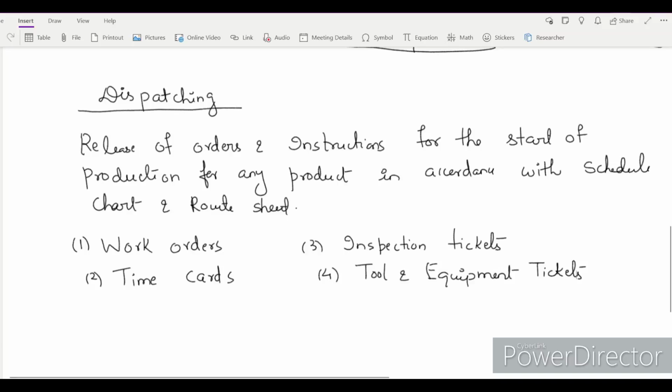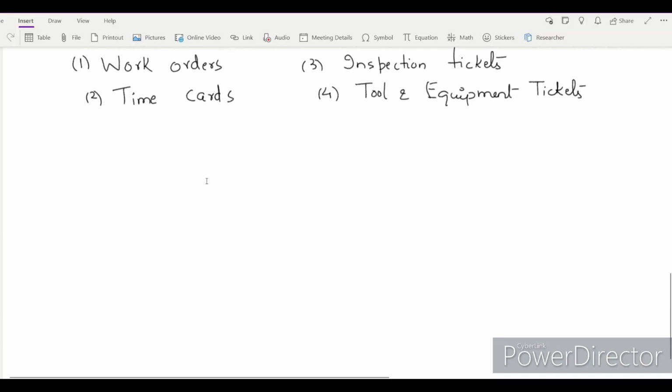Inventory control. I think everybody knows what is inventory. Can anybody tell me what is inventory? Today I'll just introduce it. In the next class I'll go to different inventory models. What is inventory? Please tell me. What do you mean by inventory?